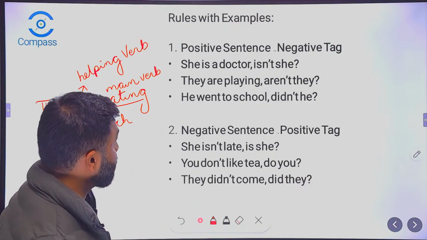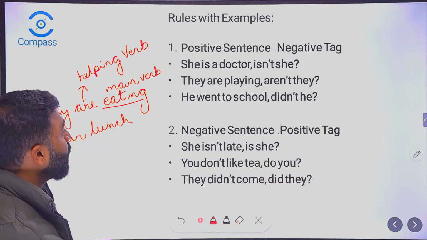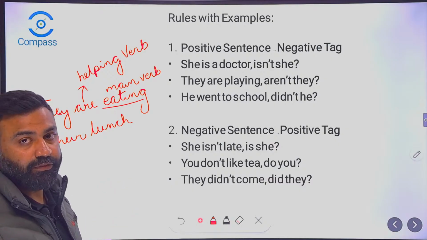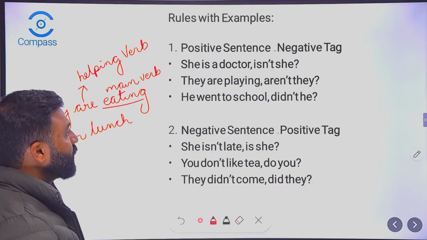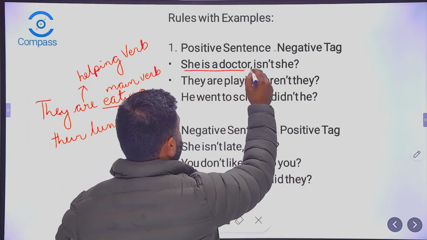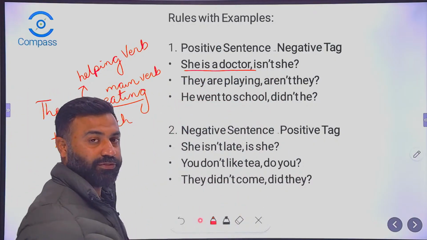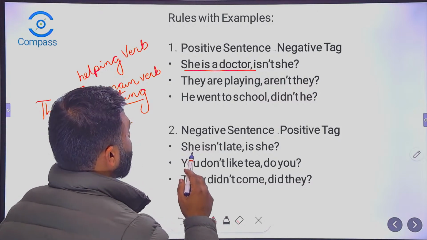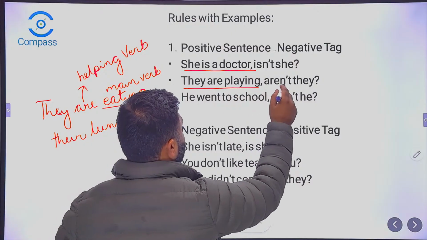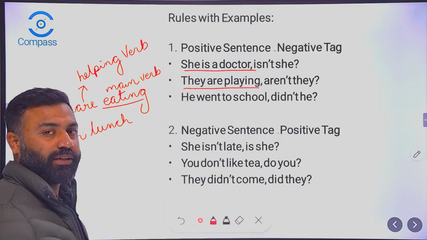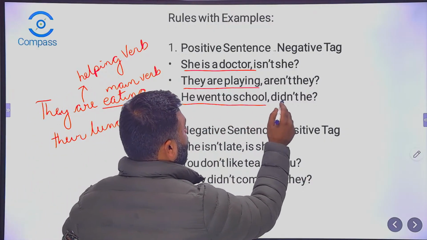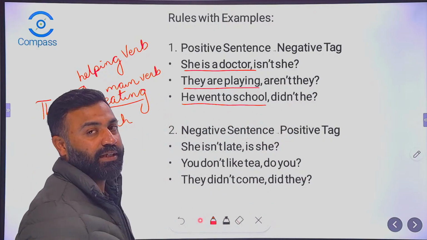So let's come back to the topic once again. Now, rules with examples: positive sentence, negative tag, which I explained to you. She is a doctor, isn't she? This is positive, and the question tag is negative. They are playing, aren't they? Again, this is positive and the question tag is negative. Third one: he went to school, and the question tag again is negative.